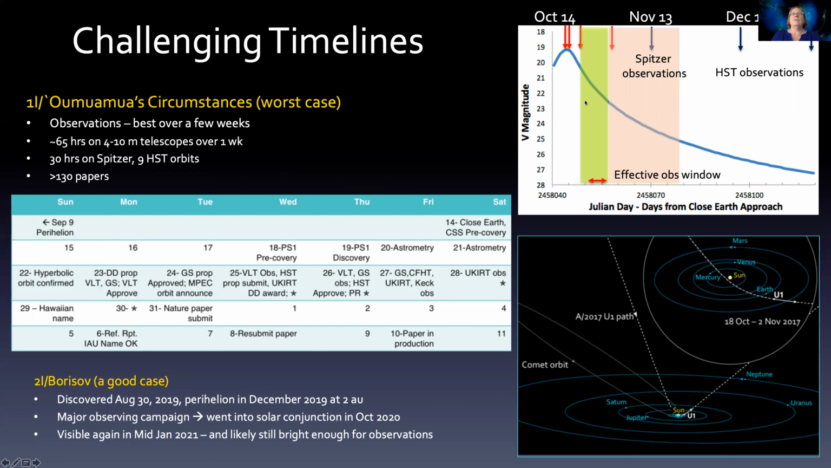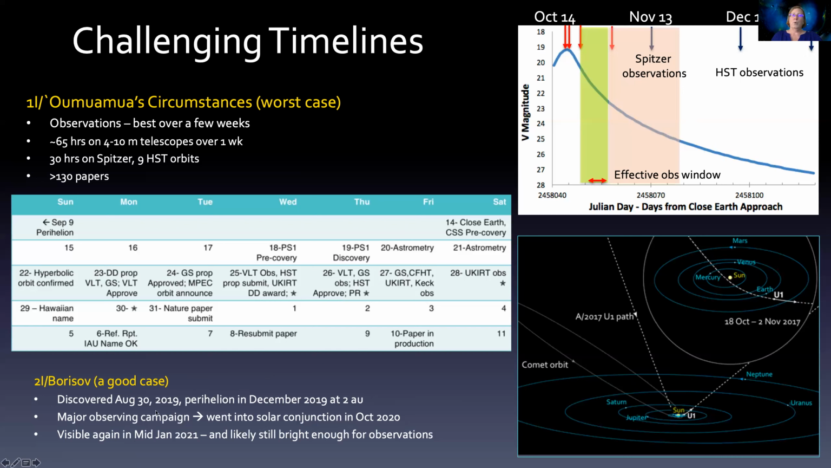And at these brightnesses, it's getting very hard to do a lot of the science you would like to do to characterize the object. There were some lingering observations out for 2 months, but at this point it was too faint for any facilities. Our second interstellar object, Borisov, was much better.